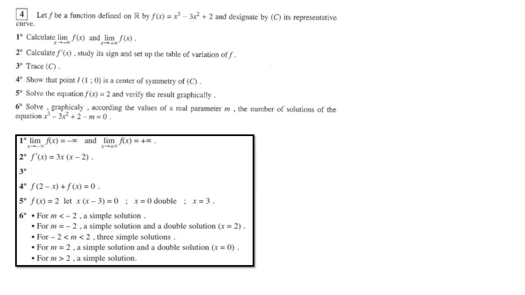Below minus 2, every time you draw a line, it's going to cut the curve with one simple solution. At m equals exactly minus 2, you will have two solutions. Between minus 2 and 2, every time you draw a line, you're going to have 3 simple solutions. At exactly m equals 2, you will have a simple solution and another solution here. And greater than 2, you will have only one solution. So that's the discussion. All cases are needed.